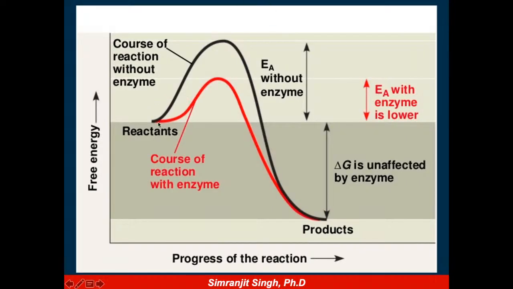So the same thing has been shown. In the absence of enzyme, very high energy is required. In the presence of enzyme, it decreases. So this is activation energy without enzyme, and this, with enzyme, is lower. So delta G is unaffected by the enzymes here.